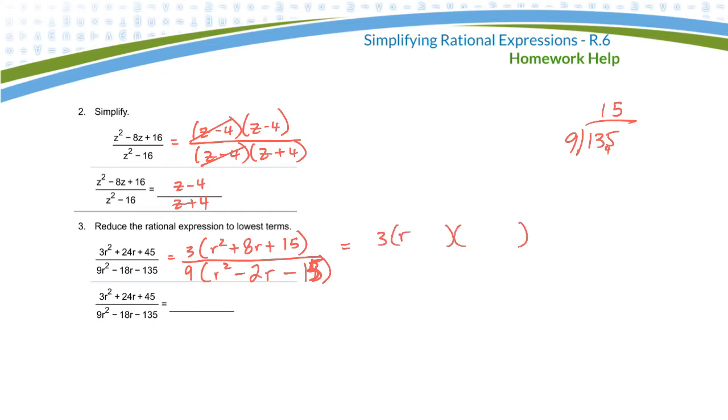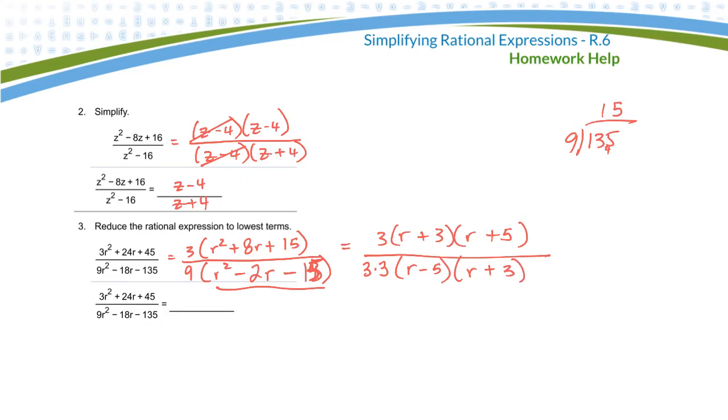Okay, now I believe I can factor that top thing. Two things that multiply to 15 and add to 8, I'm thinking are 3 and 5. On the bottom, I have 9. I'm just going to rewrite that 9 as 3 times 3. And then I'll bet I can factor this. I think it'll be r minus 5, r plus 3.